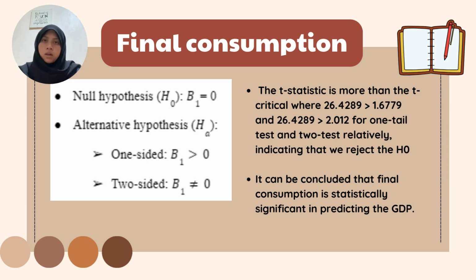while the t critical for two tails is equal to 2.012. As a result of the t statistic and also t critical value of the final consumption, we know that the t statistic is more than the theoretical value, where 26.4289 is more than 1.6779 and 26.4289 is more than 2.012 for one tail and also two tails respectively, indicating that we reject H0 and conclude that final consumption is statistically significant in predicting the GDP.